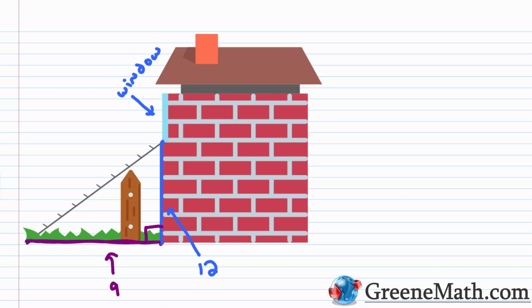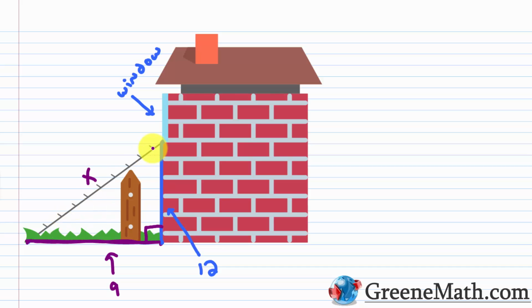So we have a right triangle, right? This horizontal leg is 9. This vertical leg is 12. And I'm solving for this one right here, which is the length of his ladder. This is exactly what I need to find. I could just put this as x right here. This is going to be the hypotenuse.